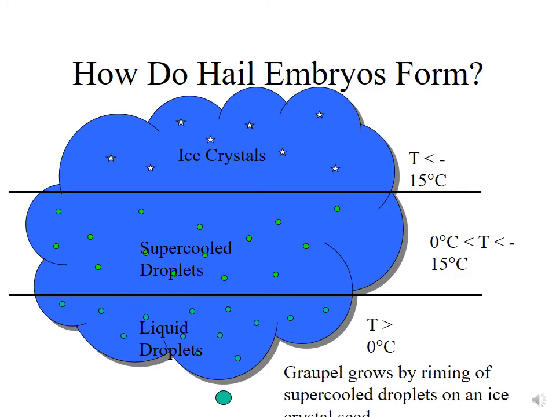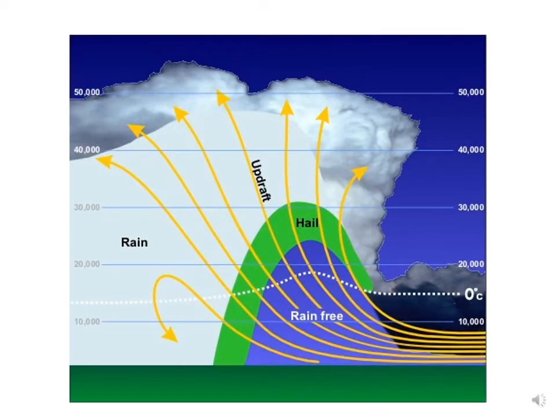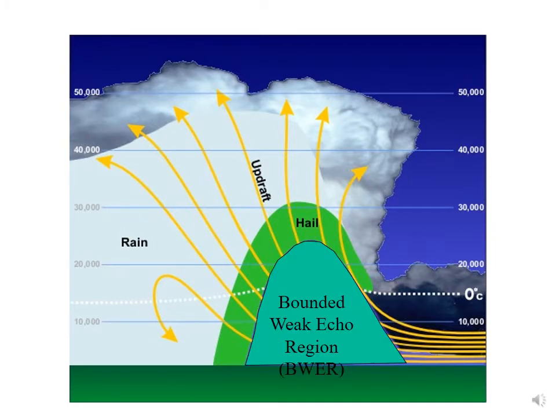And of course, our graupel grows by the riming of supercooled droplets on an ice crystal seed. So here we have an image that shows the trajectories of air as it's drawn into a supercell thunderstorm. So we have the rain-free region, which is the bounded weak echo region, where the updrafts are so strong that they are pushing the rain droplets out of the way. The hail will typically form right on the periphery of the bounded weak echo region.